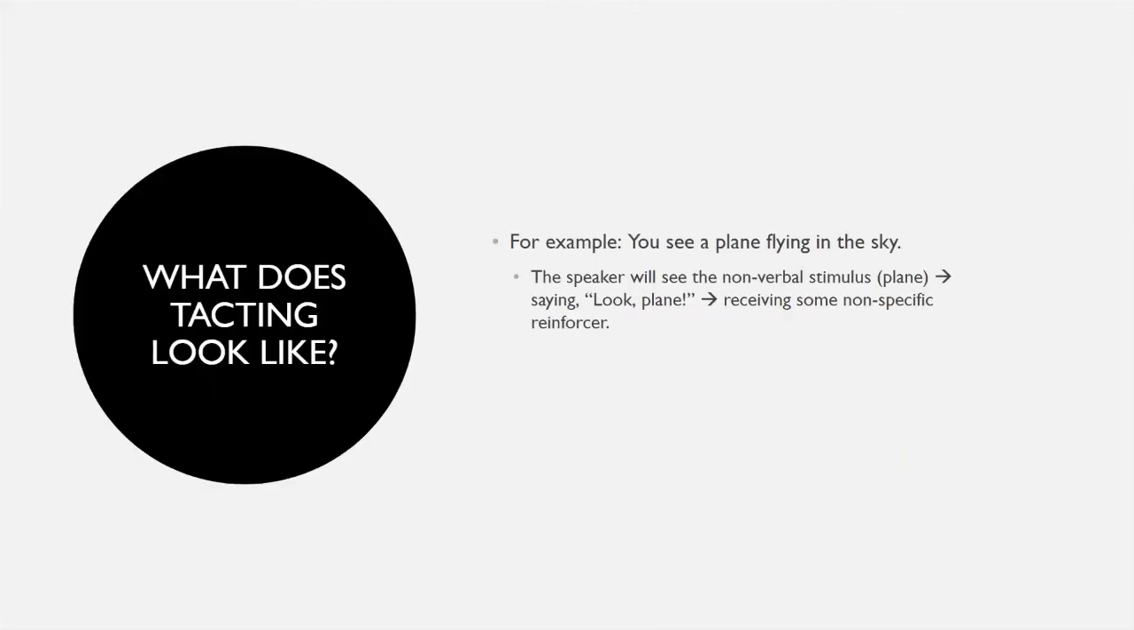What does tacting look like? Let's say that you and your client are outside walking and he sees an airplane and says, "Airplane." That is tacting. He is simply labeling what he is seeing. The speaker will see the nonverbal stimulus and respond by labeling that nonverbal stimulus while receiving some nonspecific reinforcer.